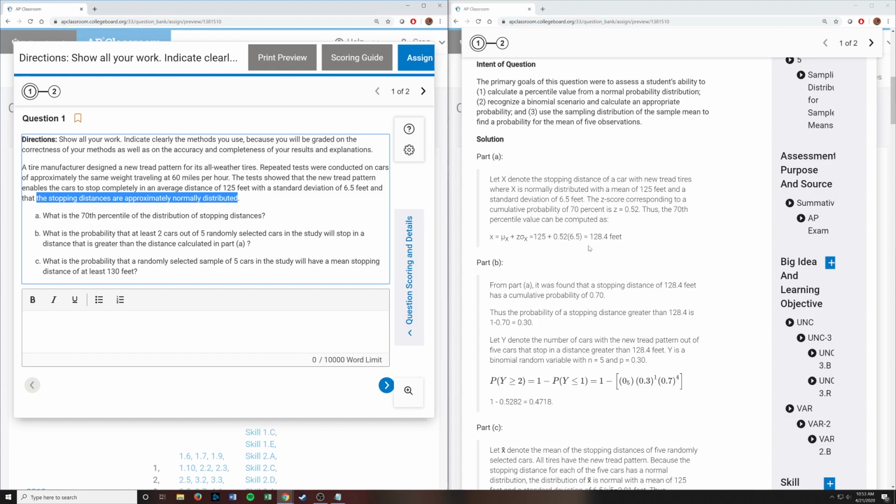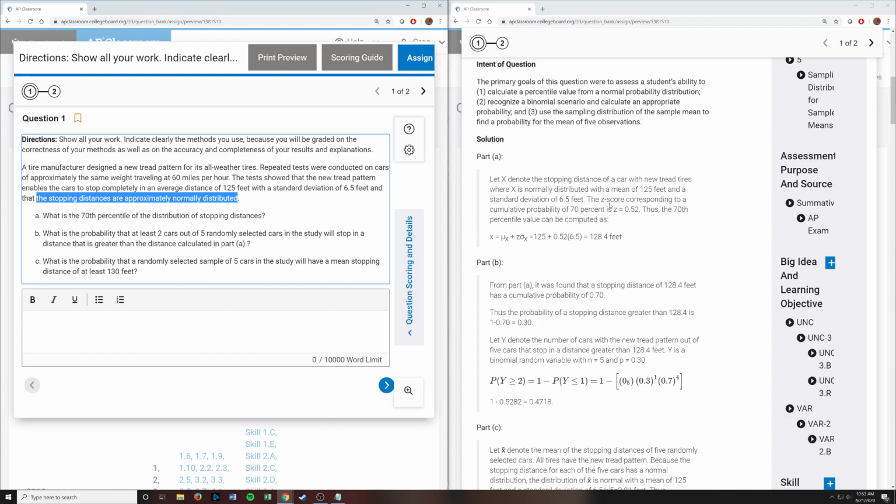And over here, we see one way of solving this. So for part A, what the official solution states, it defines the variable, what x stands for, and it specifies that x is normally distributed, and it says what the mean and standard deviation are of that variable, and that information is from the original problem.